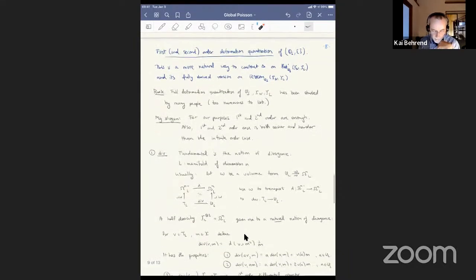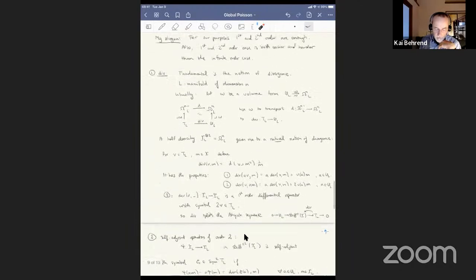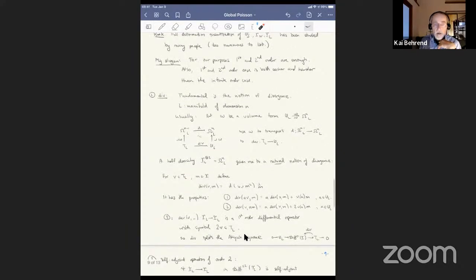Okay, so now I'm just going to get a bit technical. So first of all, let me make a few generalizations. One thing that's very important in this context is divergence. So fundamental for this is the notion of divergence. This works on any manifold of dimension n. So I just want to recall what divergence usually is. It means you choose a volume form, a trivialization of the highest exterior power.